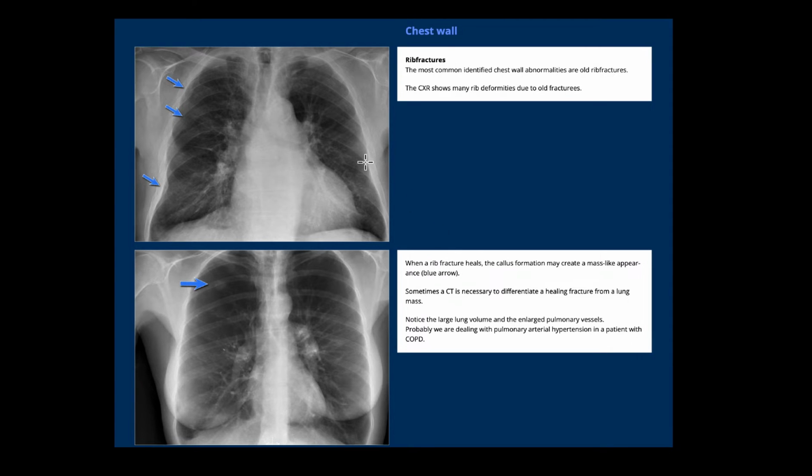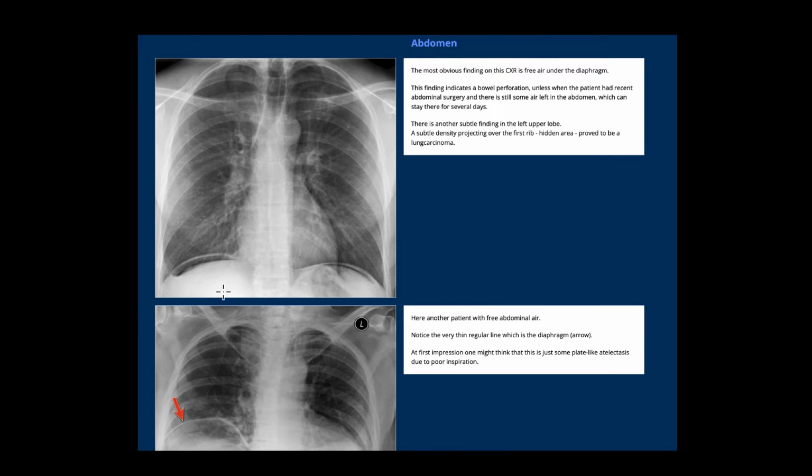It's always important to look at the chest wall. Rib fractures are the most common identified chest wall abnormalities, especially these old chronic rib fractures. All these rib deformities here are due to old fractures. And sometimes when the fracture heals, it'll form this callus, and it'll almost appear sometimes like a mass. So sometimes you even need a CT to differentiate between the two.